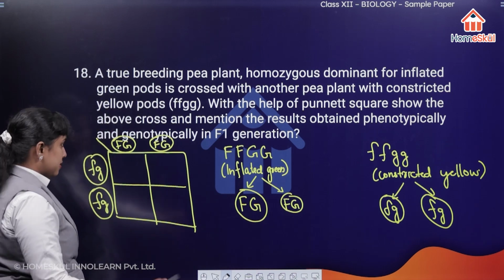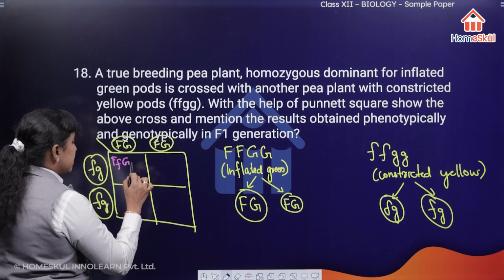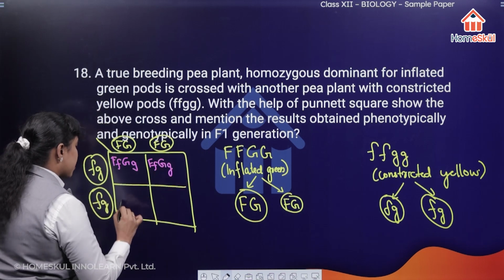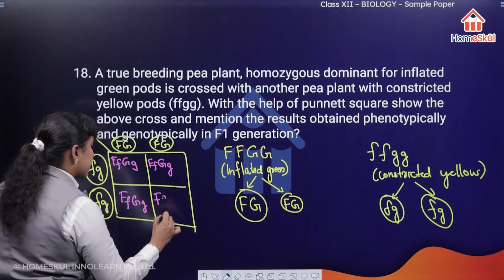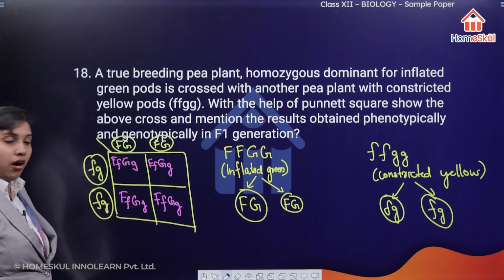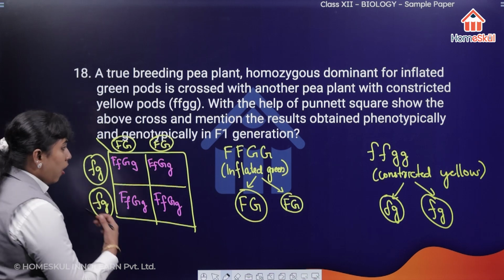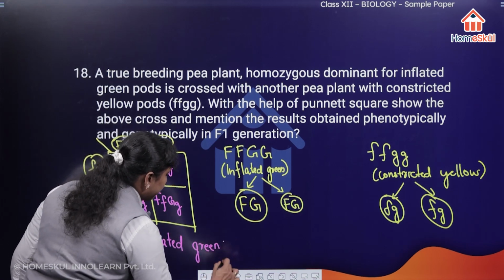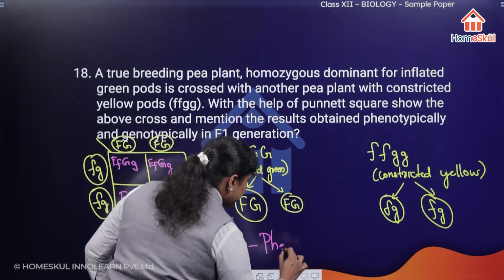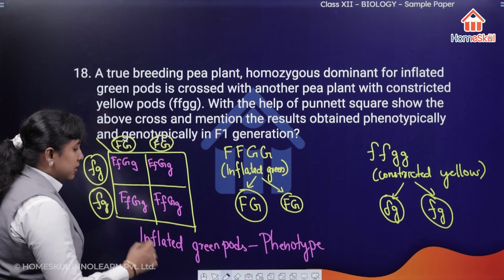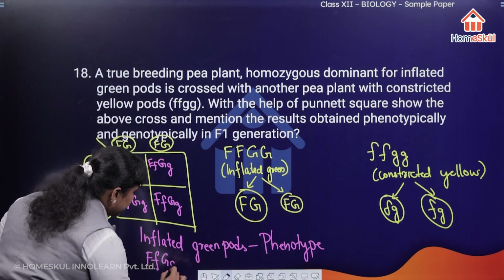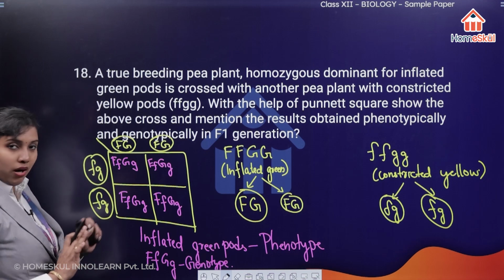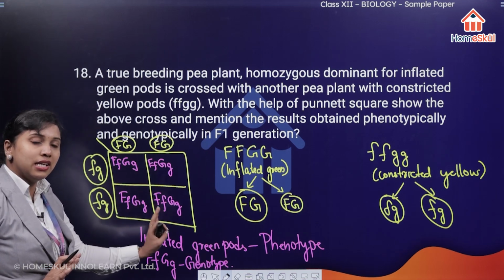So the resultants are capital F, capital G, small g. Here also capital F, capital G, small g. Here also capital F, capital G, small g. And again capital F, capital G, small g. All will be of what? Inflated green pods. All of the offspring are having what kind of phenotype? Inflated green pod. That is the phenotype. And what is the genotype here? The genotype is capital F, small f, capital G, and small g. Clear? So all are having inflated green pods only.